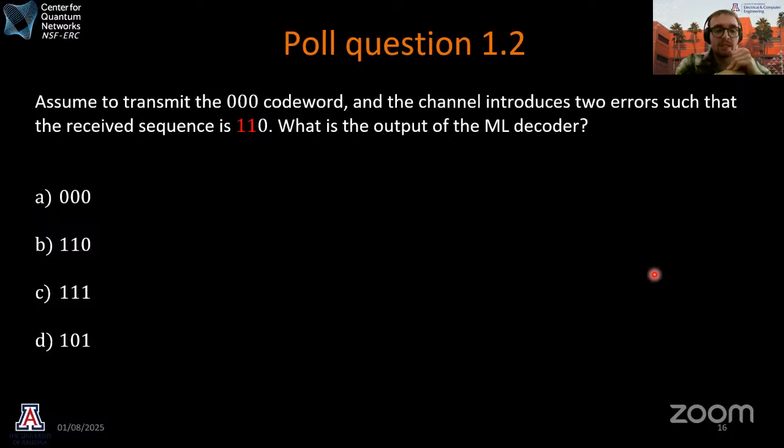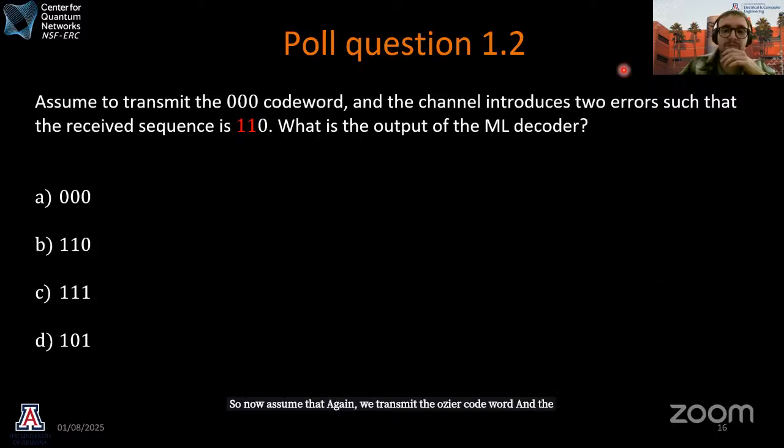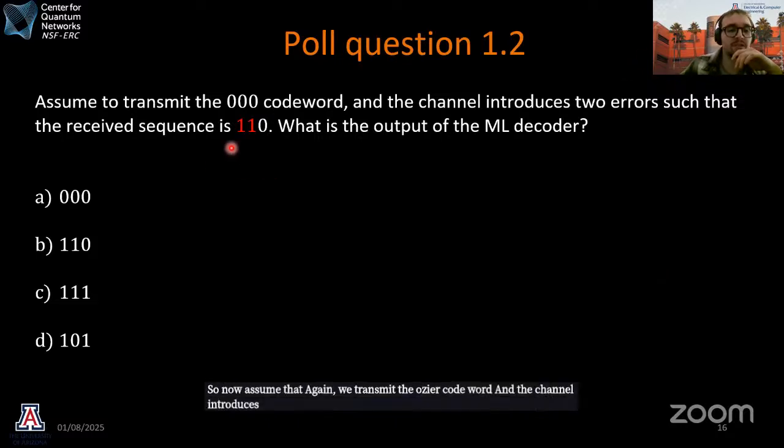So now assume that we transmit the 000 code word and the channel introduces two errors and we receive the sequence 110. What is the output of the maximum likelihood decoder?